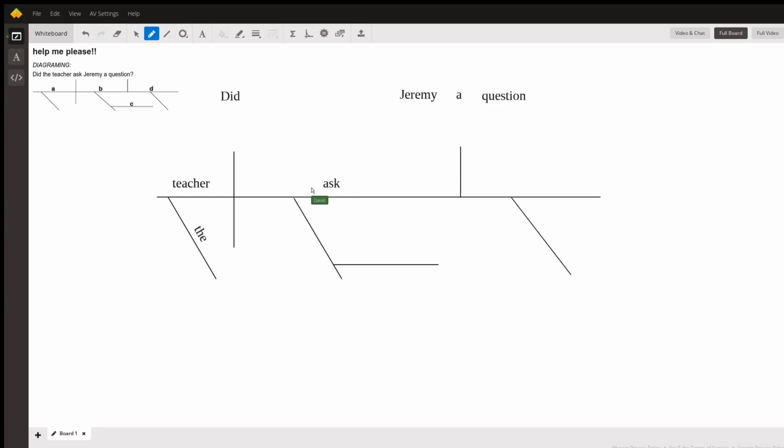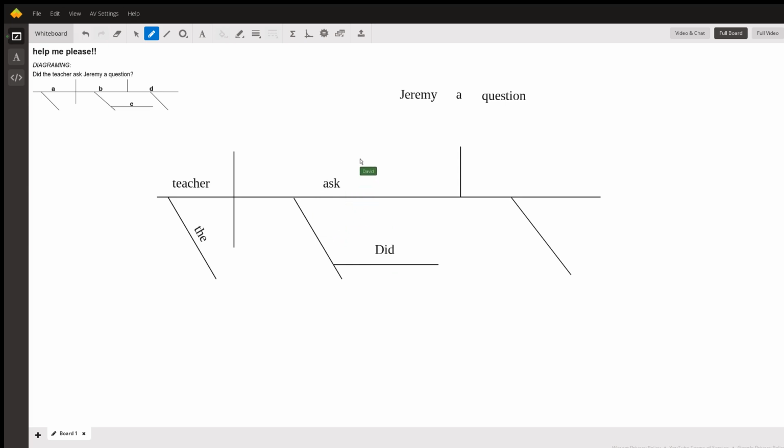And next, we need to do the same thing that we did with our subject. We need to find any words that are working with our verb. And did is going to be that word because it goes along with it by saying did ask. It is modifying it. So did ask is going to make up our predicate phrase.